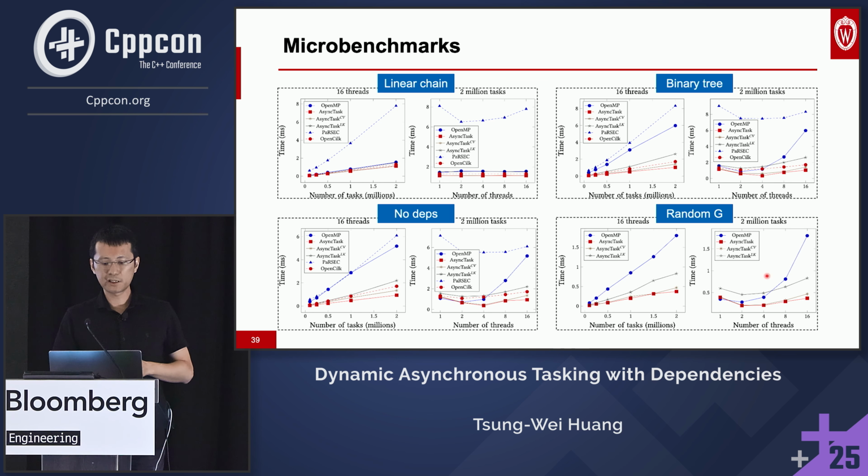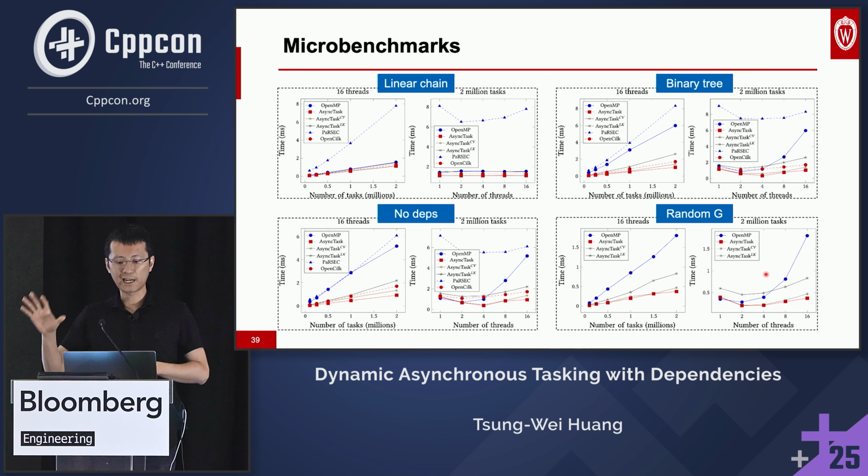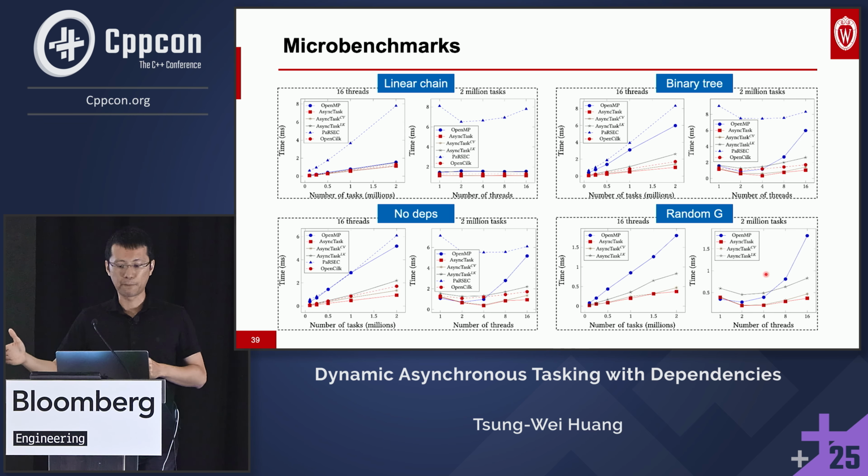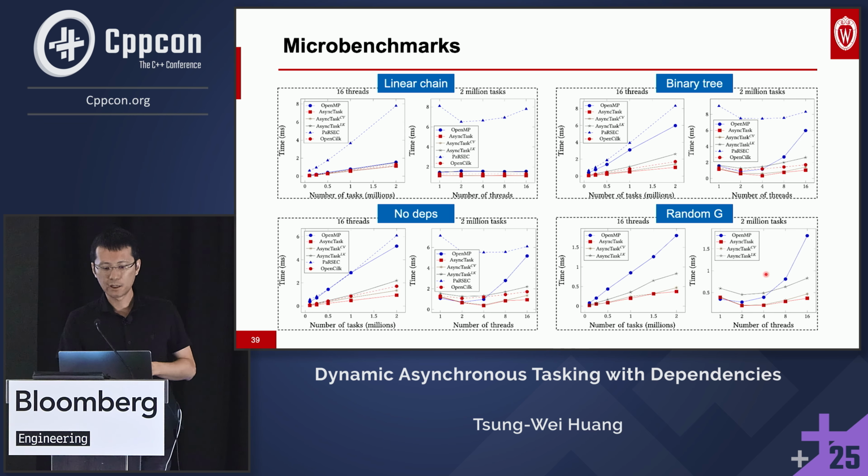On the right-hand side, where we measure the performance at a fixed graph of 2 million tasks across different numbers of threads, we can see the runtime decreases as the number of threads increases. And it saturates at about 4 to 8 threads. And of course, this depends on the maximum parallelism available in your task graph structure. A similar trend can also be observed in the other 3 micro benchmarks.